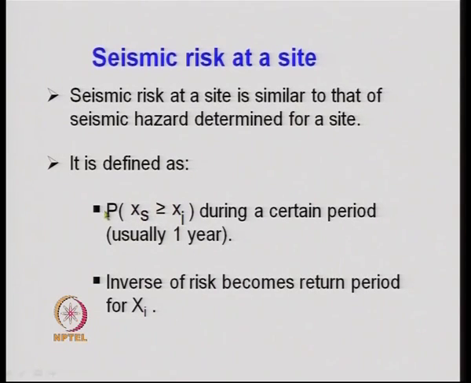So, by definition, the seismic risk is the probability of certain parameters, say peak ground acceleration, exceeding a particular level during a certain period, and generally we take that period as 1 year, so that we can say that it is the annual probability of exceedance. And the inverse of this annual probability of exceedance, or inverse of this risk, is called the return period.